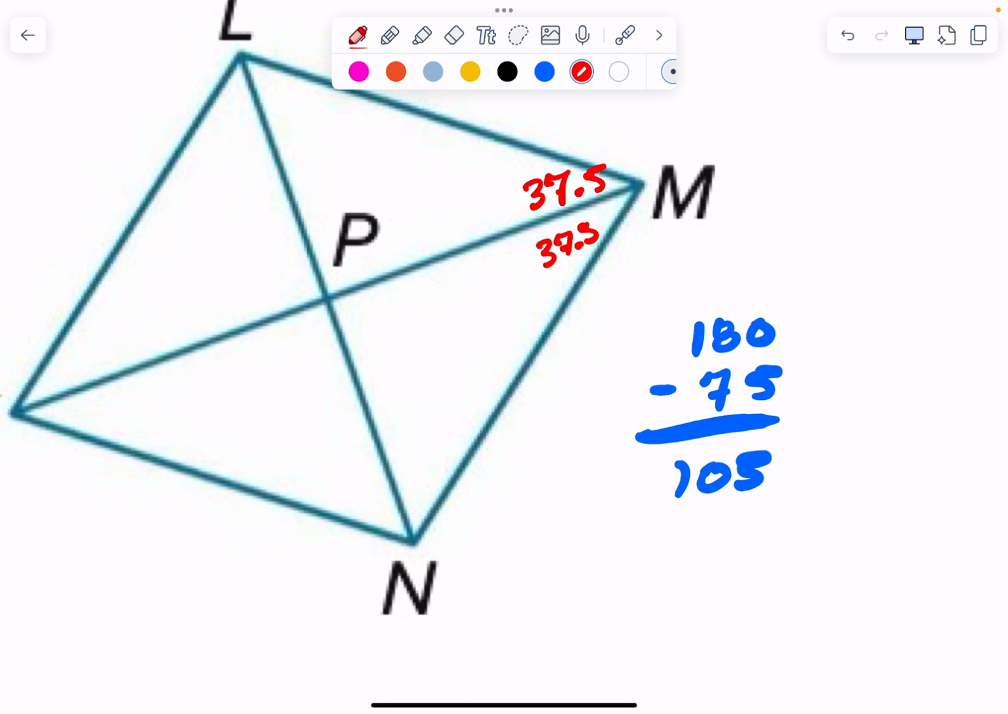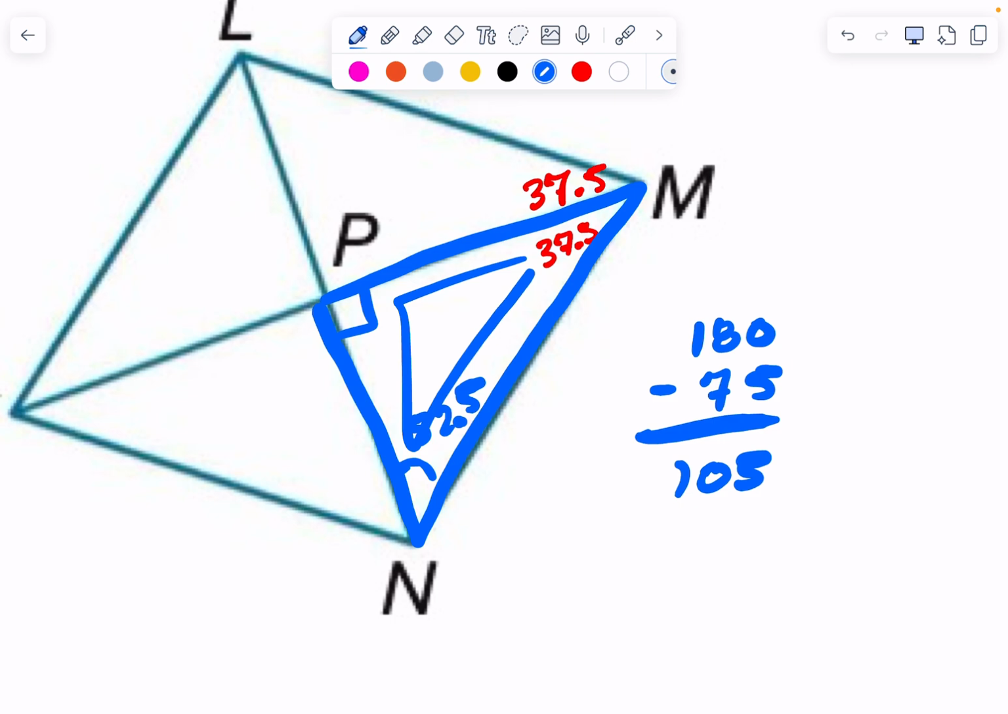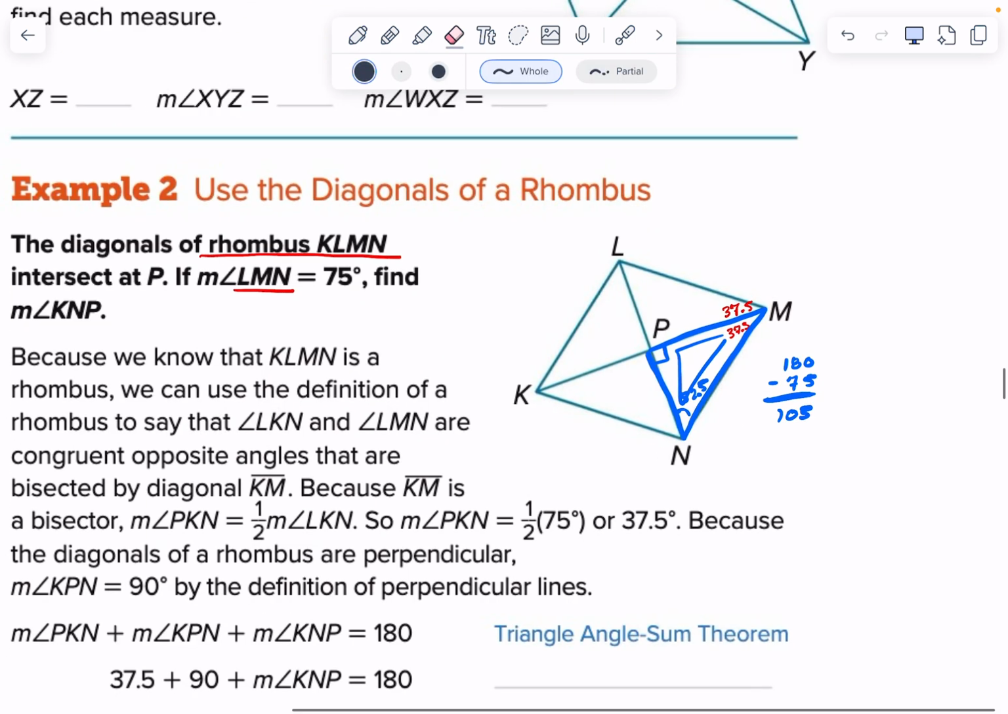37.5. Now I'm going to look at this triangle right here. What's this angle? 90 because it's a rhombus. Then can I figure out what this is by adding these three together? Does it come out to be 52.5? Sure you can. So that's another thing that I could have done. Lots of things. They all fit together. So however you want to do it, I don't care.